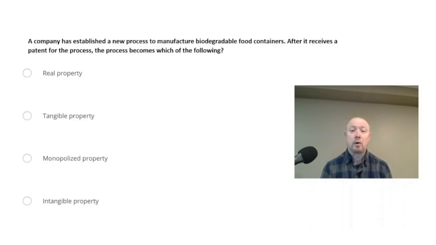All right, so they've created a process. A process would be kind of like a plan for how they're going to make the biodegradable food containers. So when we look at the choices, real property and tangible property are going to be eliminated. A tangible property is something that you can touch or see, whereas in this case we're just creating a process. So we're down to the choices monopolized property or intangible property.